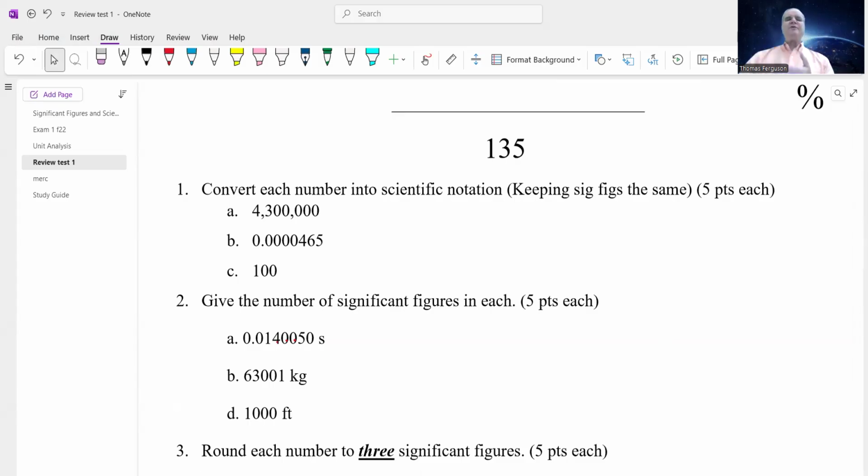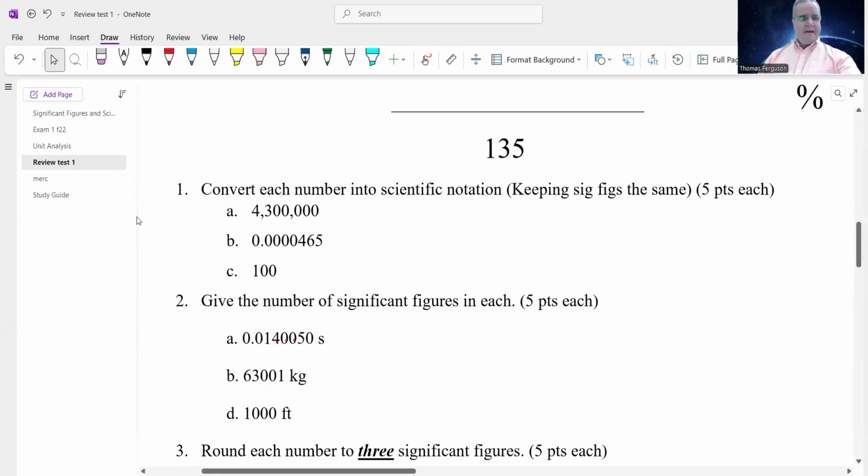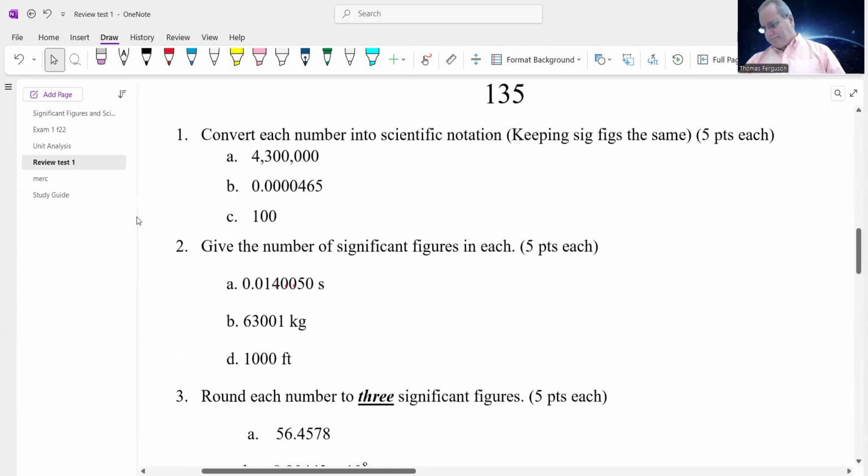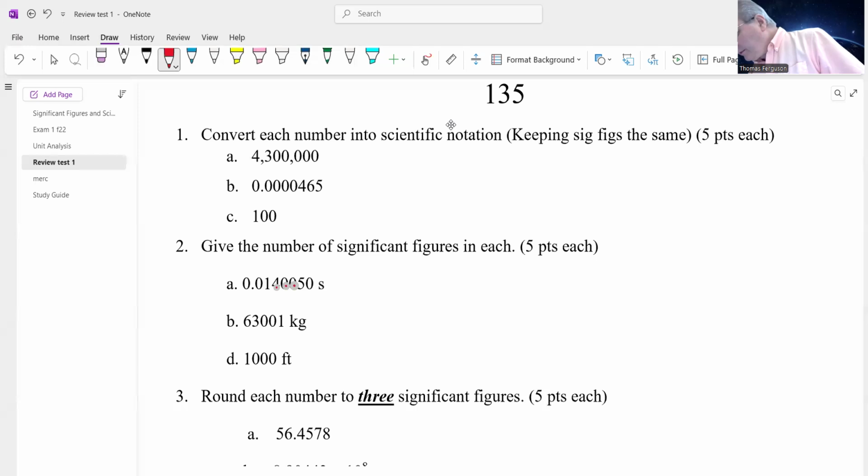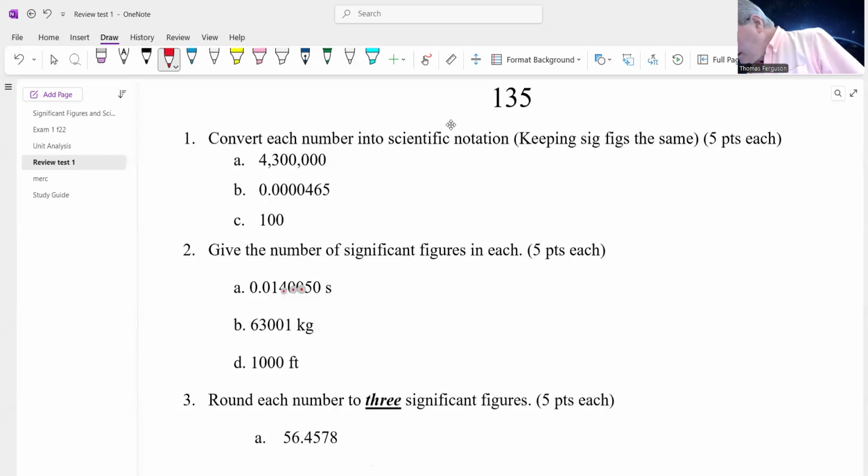So the main topics for Unit 1 were significant figures, dimensional analysis, unit cancellation, and scientific notation. So those are the areas this test will address. Okay, convert to scientific notation. Remember, scientific notation has two parts. One is a number from 1 to 9, and the other is an exponential number base 10.